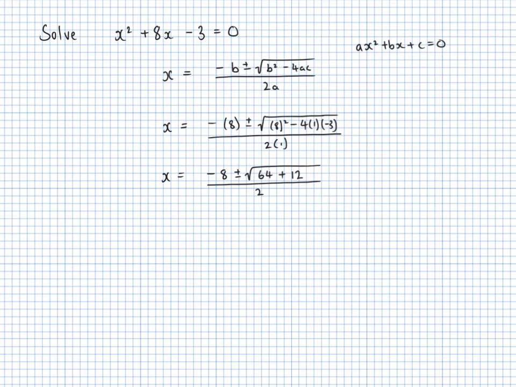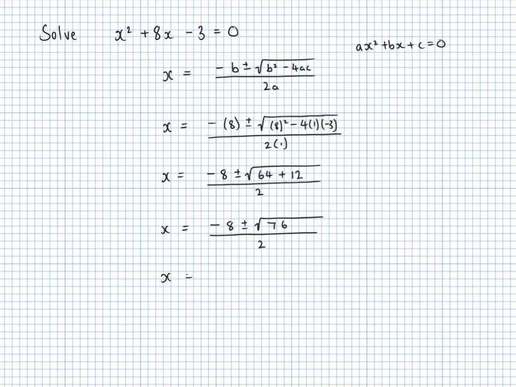So then I'm going to add these parts here. So x is equal to negative 8 plus or minus the square root of 64 add 12, which is 76, over 2. And this time, this square root of 76 will simplify because 4 is a factor of 76 and 4 is a square number. So I'm going to rewrite 76 as root 4 root 19. Okay, 4 times 19 is 76.